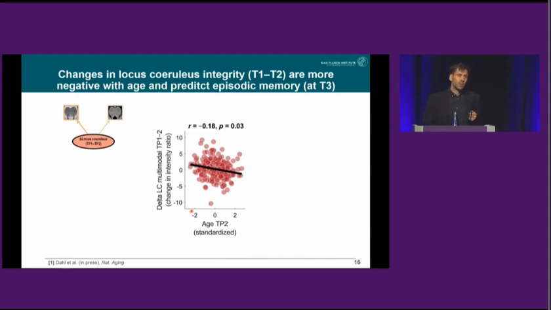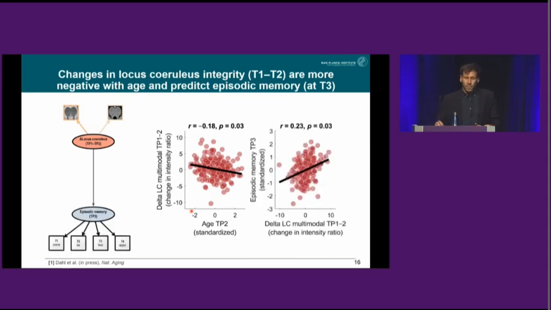Next, we tried to explore the behavioral implications of this by linking within-person changes in neuromodulation to future cognitive performance. And indeed, we found that locus coeruleus decline was associated with future memory performance over and above chronological age.